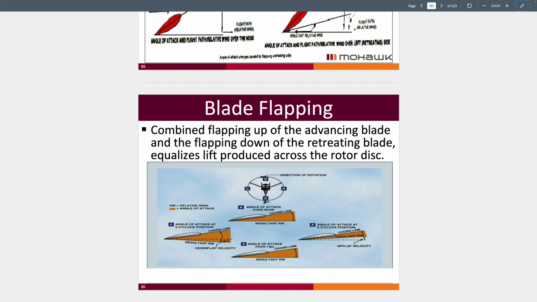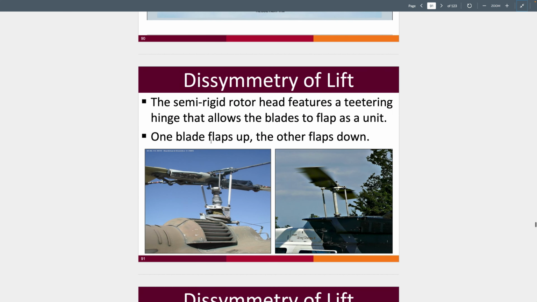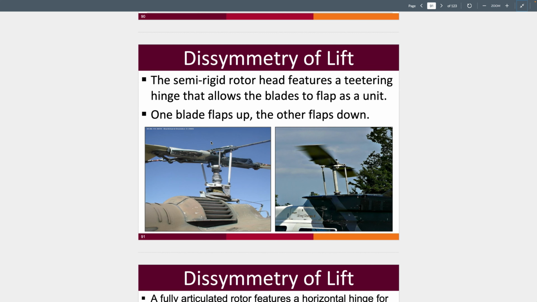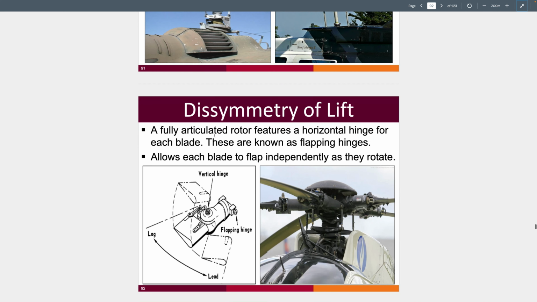Combine blade flapping up of the advancing blade and blade flapping down of the retreating blade to equalize lift produced across the rotor disc. A semi-rigid rotor head features a teetering hinge. A teetering hinge is one in which it kind of rocks and tilts. So if you lift one end up like a seesaw, the other will go down. One blade flaps up while the other flaps down.